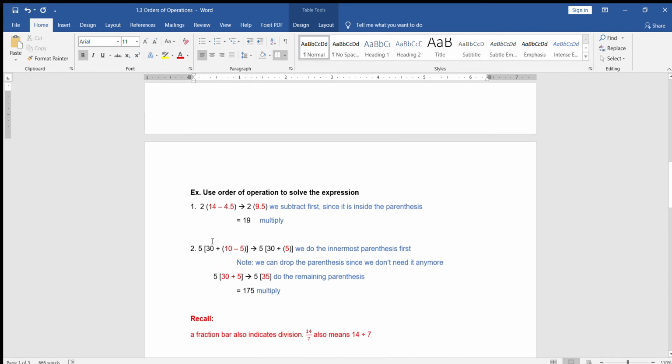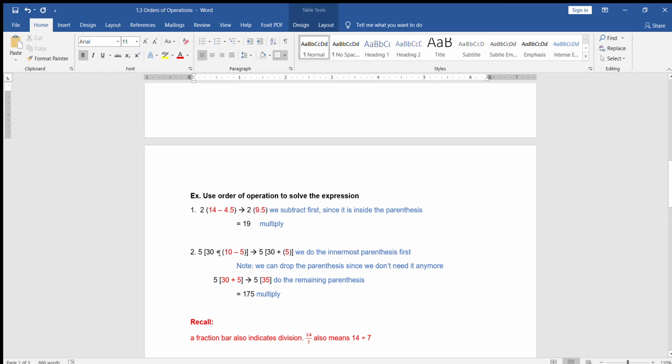Now we have number 2, which is 5 times (30 plus (10 minus 5)). What we have is two types of parentheses. What do we do? Well, we do the innermost parentheses, in this case 10 minus 5. 10 minus 5 is 5. So now this expression becomes 5 times (30 plus 5).